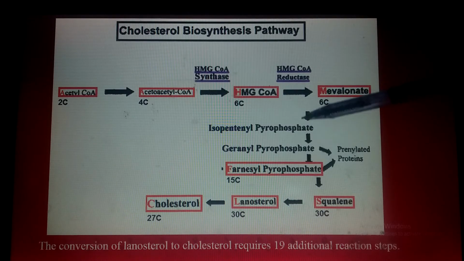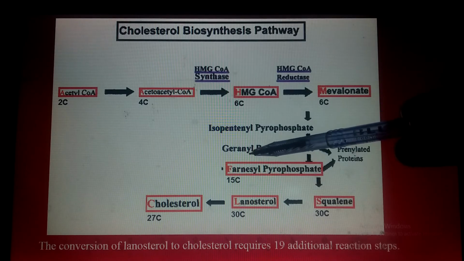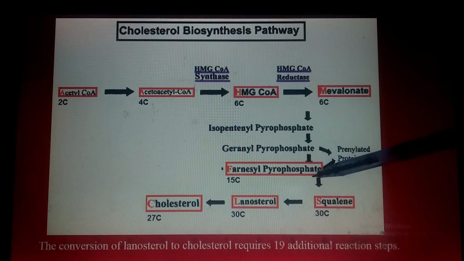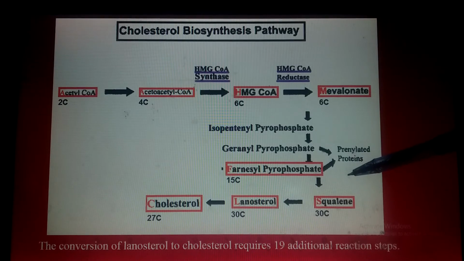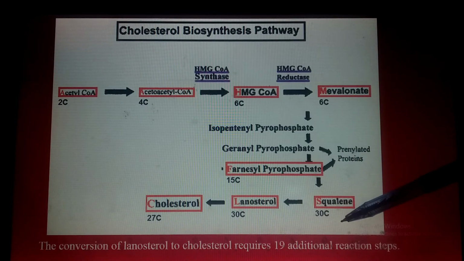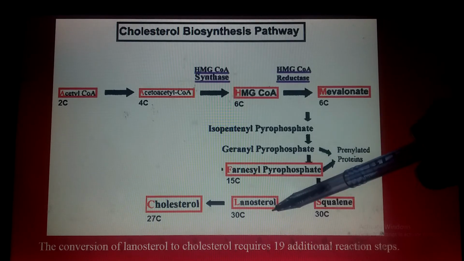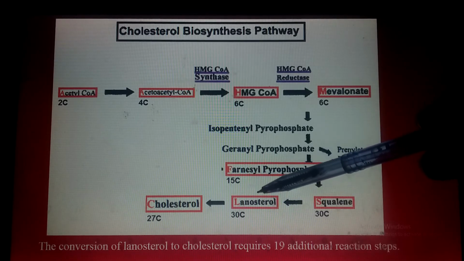pyrophosphate, and then this isopentenyl pyrophosphate is converted into, you can see here, geranyl pyrophosphate. Then this geranyl pyrophosphate is converted first into farnesyl pyrophosphate. And then farnesyl pyrophosphate is converted into squalene, and squalene is converted to lanosterol, and lanosterol, which is the most important building block of the cholesterol, is converted into cholesterol.